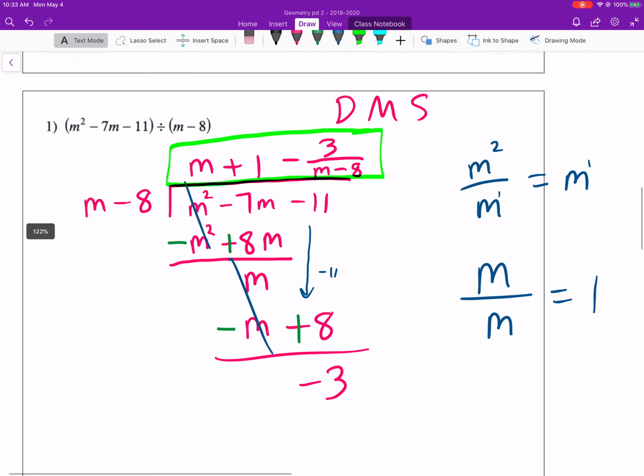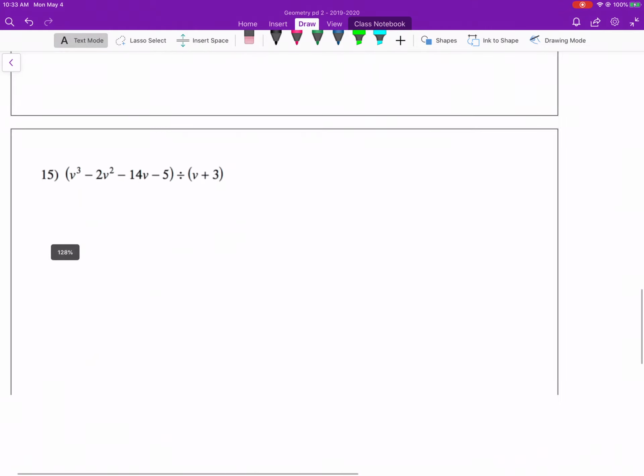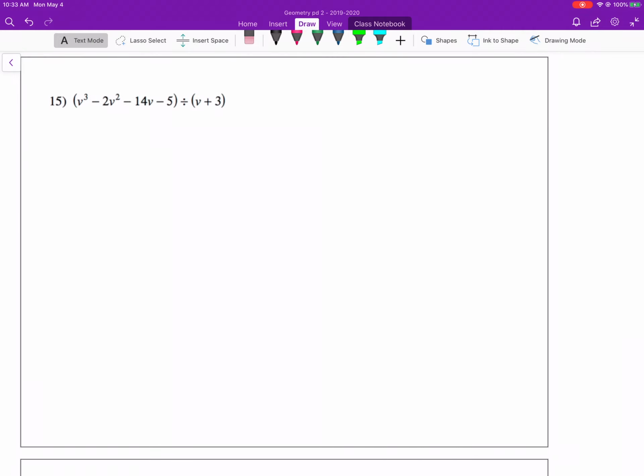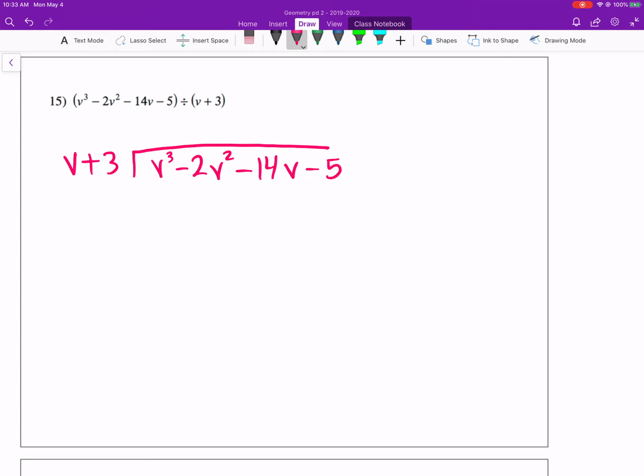Now this one was a little bit easier than the ones we worked with on Friday because we started with an m squared term. A lot of times you're going to have to deal with an m cubed term, so it's just going to be a little bit longer of a process, but really the same steps. So something kind of like here. Let's try it out. v plus 3 goes outside, and v cubed minus 2v squared minus 14v minus 5 goes on the inside.